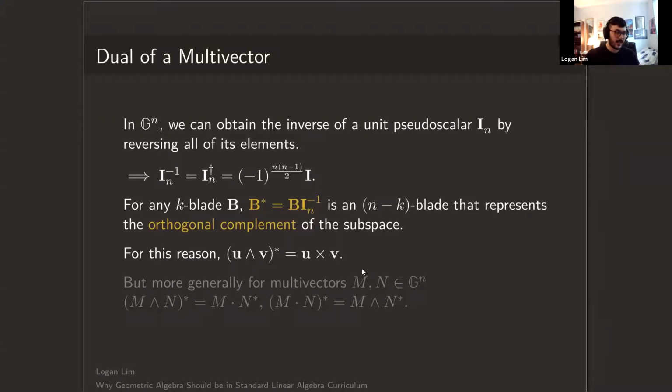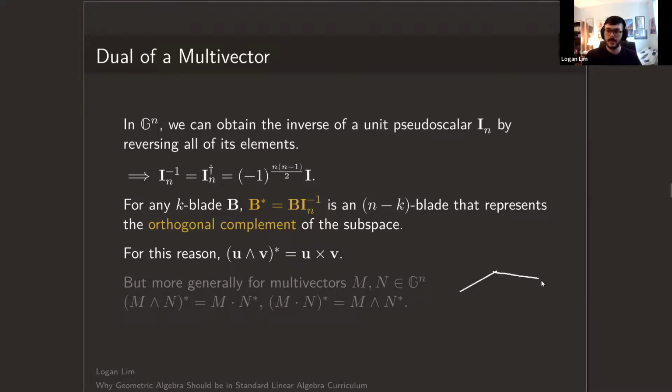What happens when we invert the pseudoscalar, which means just reversing all its elements, we get the inverse of that pseudoscalar. And if we multiply it by a blade B, some of you may already be familiar with this, it actually gets you the orthogonal complement, the blade that represents the orthogonal complement of that subspace. So no matrix algebra there. If you're familiar with exterior algebras, you may know this is the Hodge star. I'm not sure if it's always related, but I think it takes the place of the Hodge star in that algebra. But for this reason, the dual of the outer product is actually the cross product.